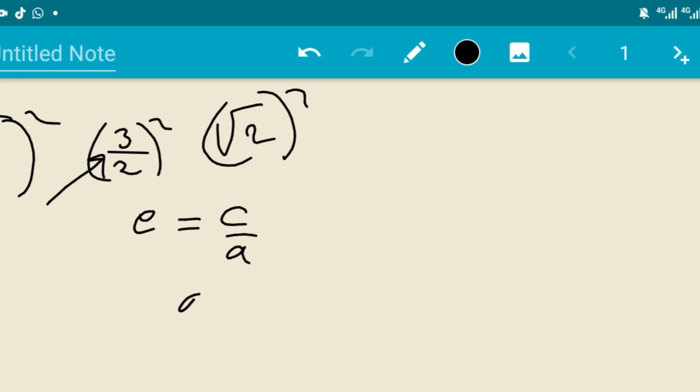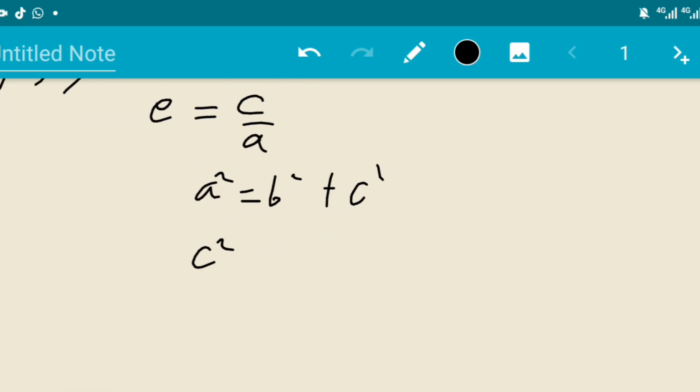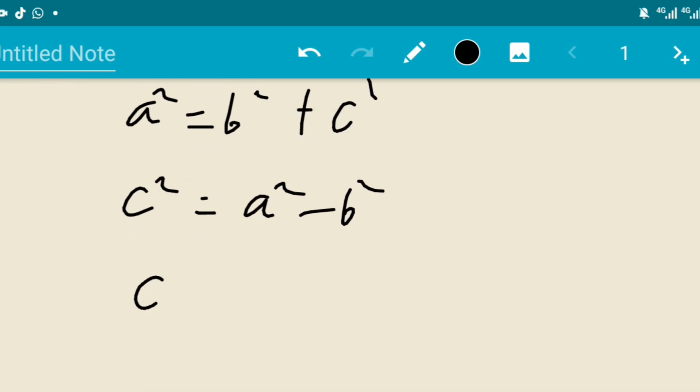It's just a squared is equal to b squared plus c squared. So c squared is equal to a squared minus b squared, and then we introduce a square root, of course, so this goes, that goes.